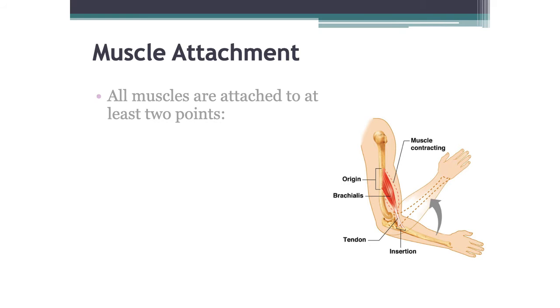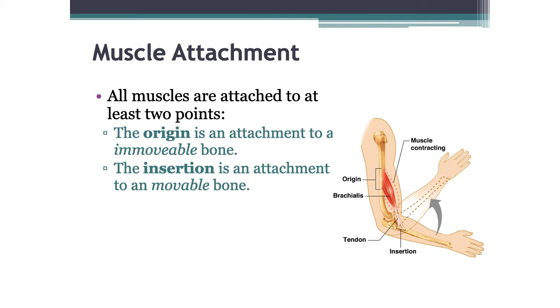So our last lecture for the muscular system will be muscular anatomy. So, muscle attachment. All muscles are attached at least two points. The origin is an attachment to an immovable bone, and the insertion is an attachment to a movable bone.